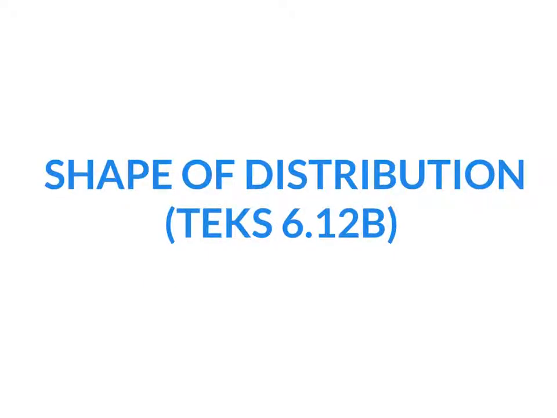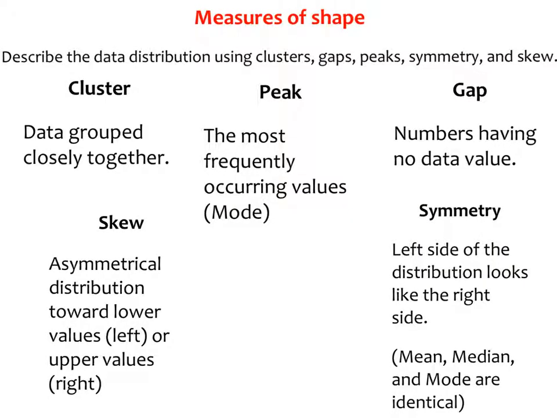In this lesson, we'll be learning about and practicing identifying the shape of distribution, meeting the requirements for TEKS 6.12B. After we've collected data and then graphed it, one of the ways that we can describe that data is the manner in which it's distributed in its graph. There are a number of ways that we can describe these measures of shape.